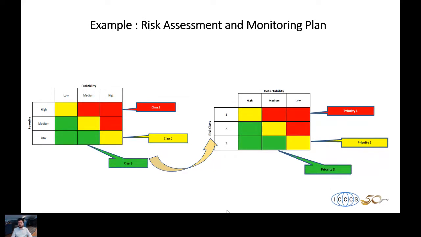So if you are able to detect with a high detectability, then the priority will be number 2, because your risk class will be number 1 and the detectability will be high. So the probability will fall into probability number 2. But if you are not able to detect, in other words, if you're not monitoring your filling line, then your detectability will be low and your priority will be number 1.